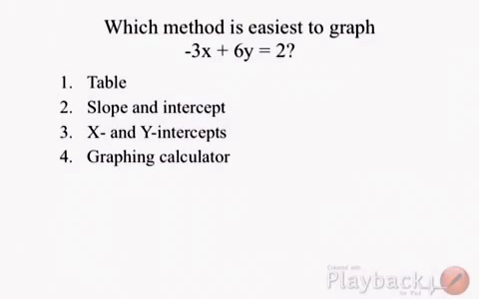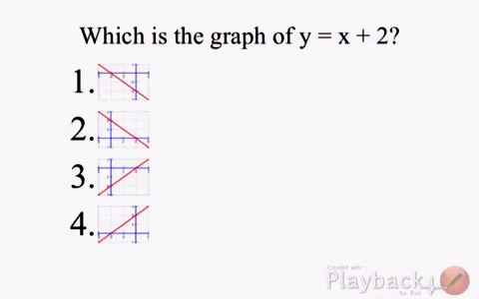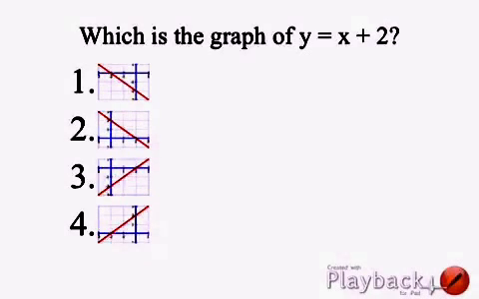So you should decide which method is easiest to graph the following: negative 3x plus 6y is equal to 2. You've got your table option where you plug in values for x and get y values, your slope and intercept method, or your x and y intercepts method. Or obviously if you've got a calculator, you can use your CAS. But I'd like you to give that a go now, whichever way you want, maybe not with the graphics calculator, and give this question a go as well. Okay, thanks.